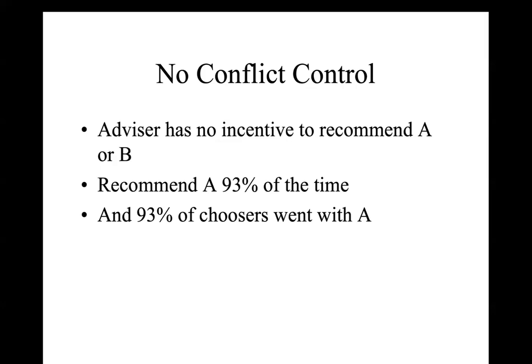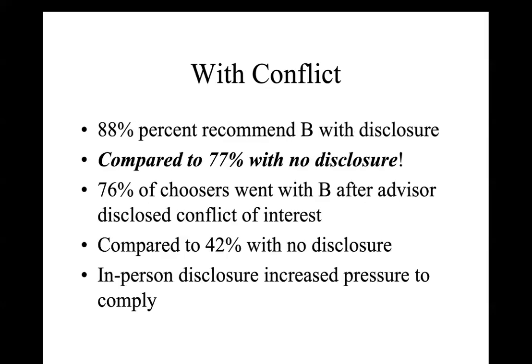Okay, so in this case, 93% recommend A. And I don't know this to be the case because the paper doesn't say, but I'm assuming if anybody recommended B, it's because for some reason they thought the prizes for B were better. Okay, so 93% recommend A, and the clients chose what the advisor recommended, right? 93% of choosers went with A. All right. So that's nice when there's no conflict.